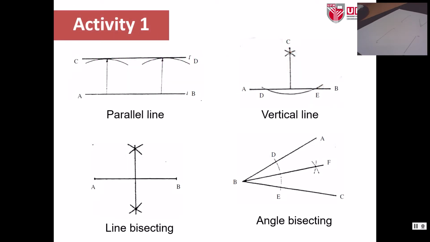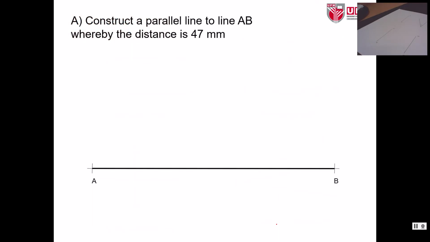So we're going to start activity 1. Again, we're still in the geometrical construction. So we are going to learn how to do some parallel line, vertical line, line bisecting, and some angle bisecting for activity 1. So we start first with the parallel line. I'm just going to show you the animation on how to do a parallel line. What you need to do is to draw a line from point A to point B first. You just give the distance according to your own preference, maybe like 50 mm.